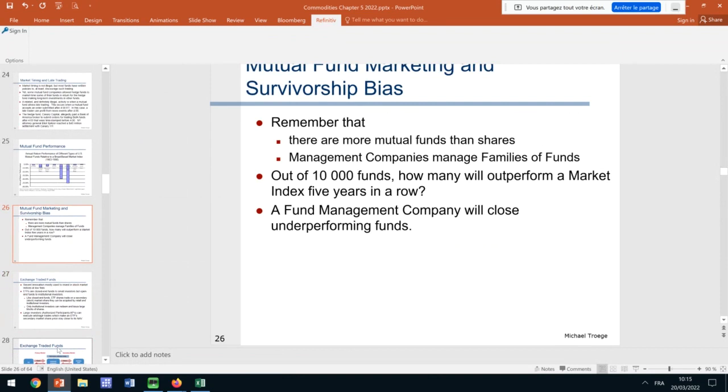If you look at passive funds, I think now they are something like 15% of the market. So the majority of the funds are still active. Why are so many people fooled by actively managed funds? Now, the reason is very simple. The reason is that the fund management companies will close the funds that underperform.